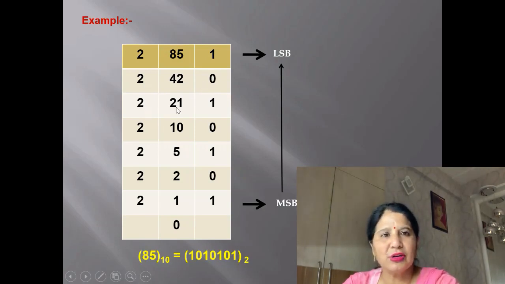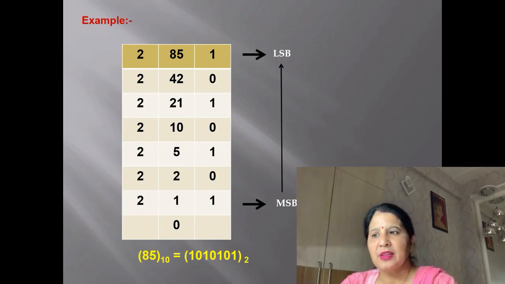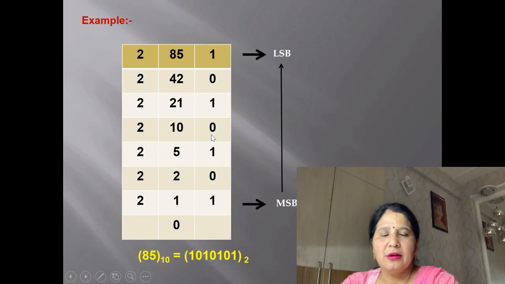Now I will divide this 21 by 2. 21 by 2 gives quotient 10 and remainder 1. So the remainder we will write in the right column. Same way we will divide this 10 by 2. 2 fives are 10. Quotient we will write here, and remainder we will write here. 0 remainder will come. Now when we divide 5 by 2, 2 twos are 4, so 1 will be the remainder, and that 1 we will write in the right column. Now again 2 ones are 2, so the remainder will be 0.